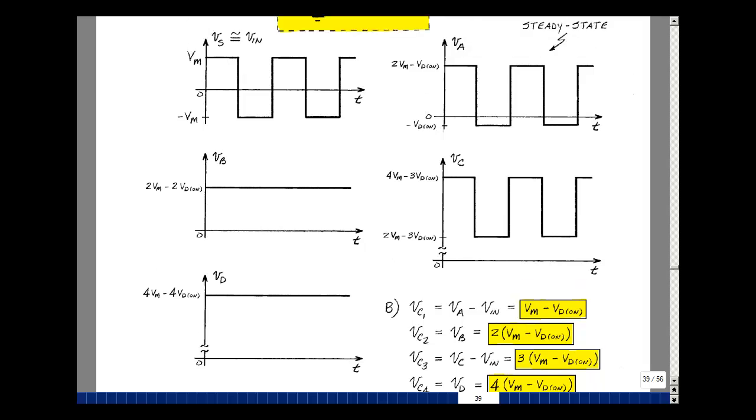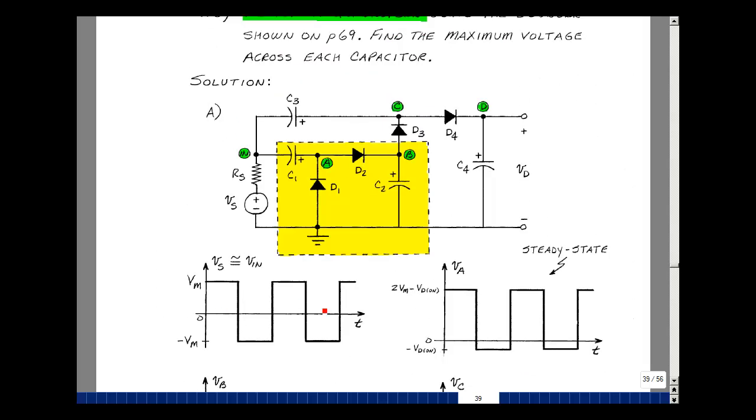Let me scroll this back up here. We can pick any instant in time. I'm just going to pick this first part of the cycle. The value for Vin here is Vmax, and the voltage here in steady state is the value right here. Take the difference of those two, that's the voltage across the capacitor in steady state. And that's going to be 2 Vmax minus VDN minus Vmax. I'm left with Vmax minus VDN. That's what's on the bottom of the page.